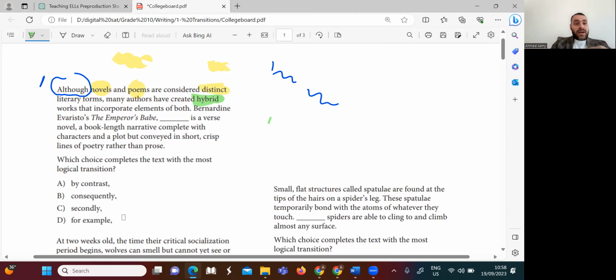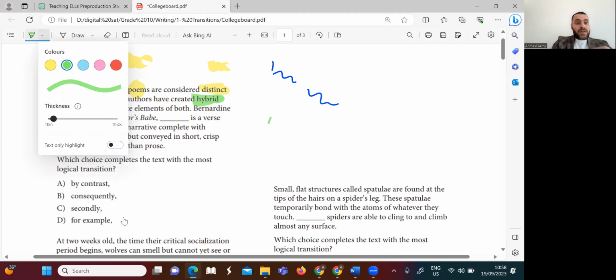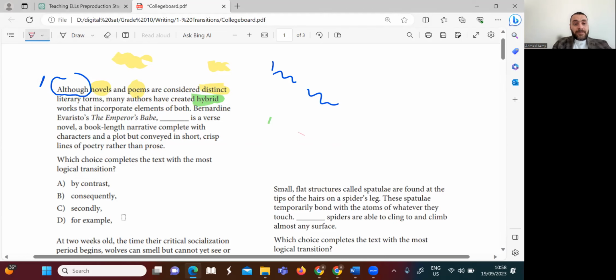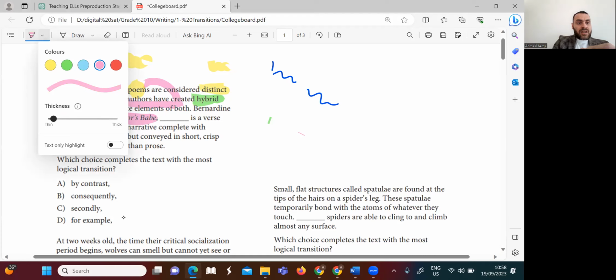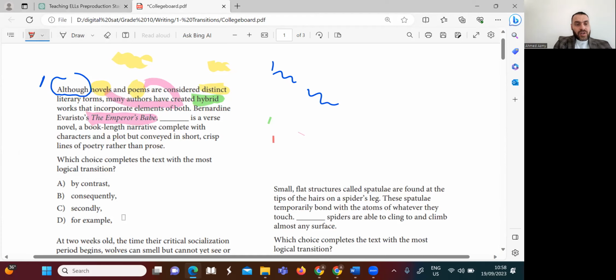Okay? And here, can you see this, my friends? Here we have integrated works that incorporate elements of both the poem and the novel. This is the meaning of hybrid. Then, I don't know what this is, but it seems to be a proper noun, a name. Is it a verse, my friends? Can you see? It's a verse. It's a novel. Verse and novel at the same time.